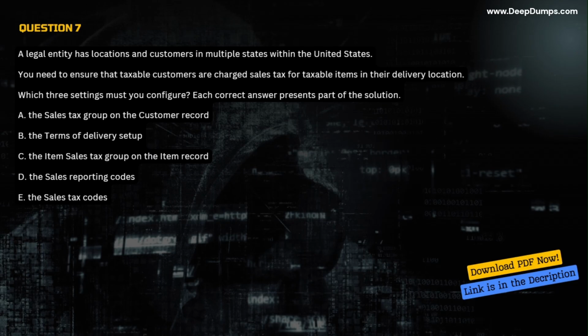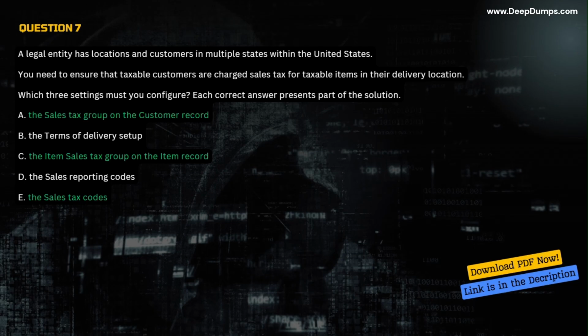A. The sales tax group on the customer record. B. The terms of delivery setup. C. The item sales tax group on the item record. D. The sales reporting codes. E. The sales tax codes.